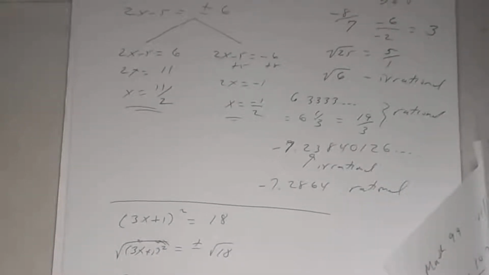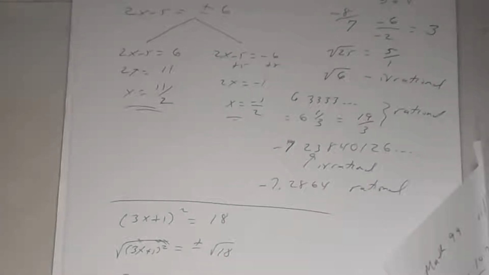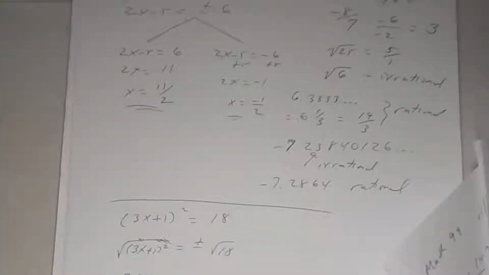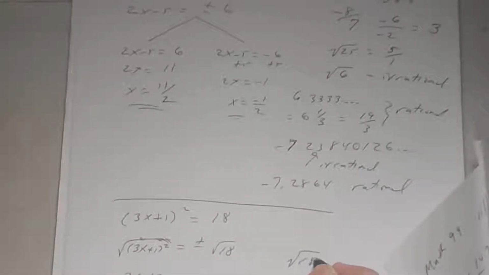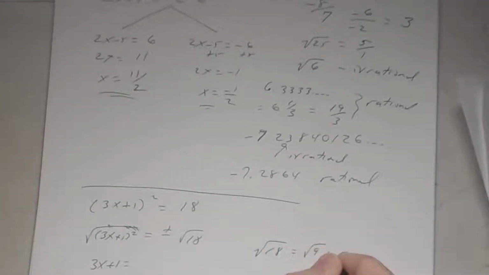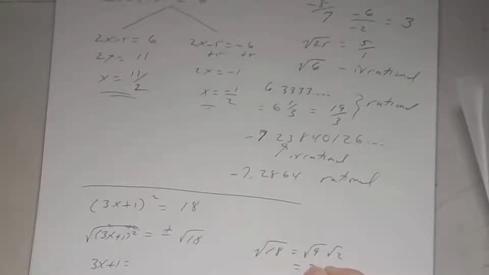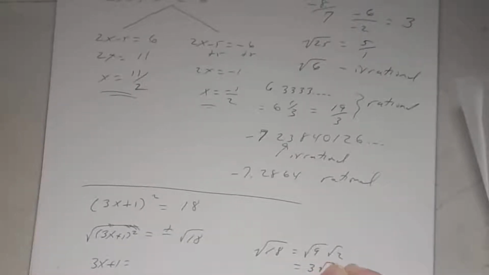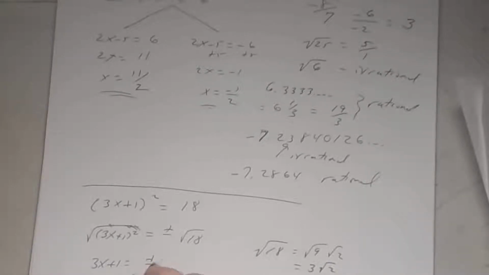3x plus 1. All right, now let's talk about the square root of 18. How is that different from the other two? Because 18 is not a perfect square. So since 18 is not a perfect square, is my solution going to be rational or irrational? Irrational. But I still got to simplify the square root of 18. So let's think about what the square root of 18 is. That's 9 times 2, right? So what do I get? Square root of 9 is 3, times square root of 2. So that's plus or minus 3 square root of 2.